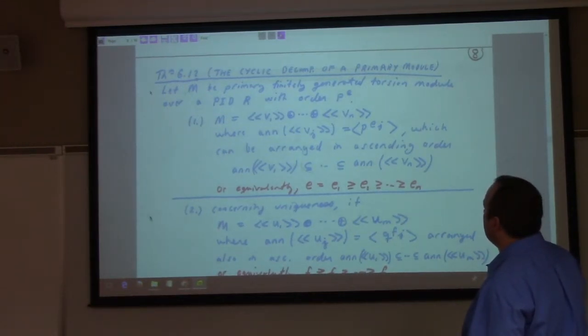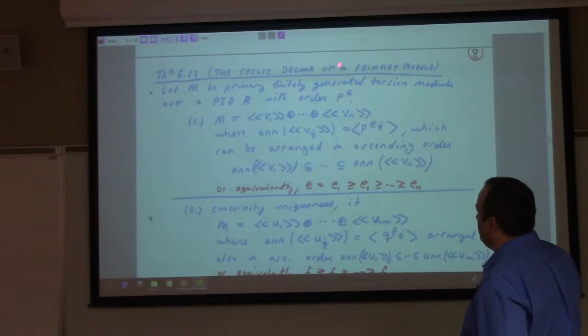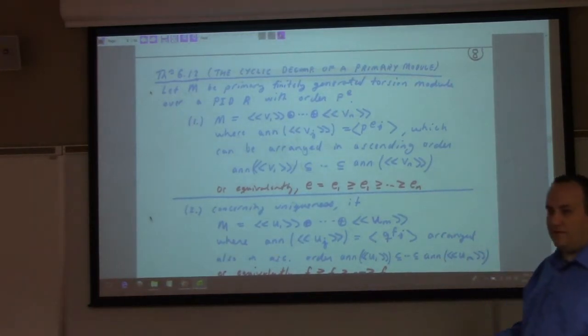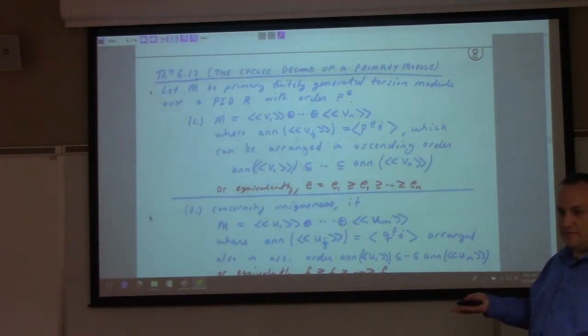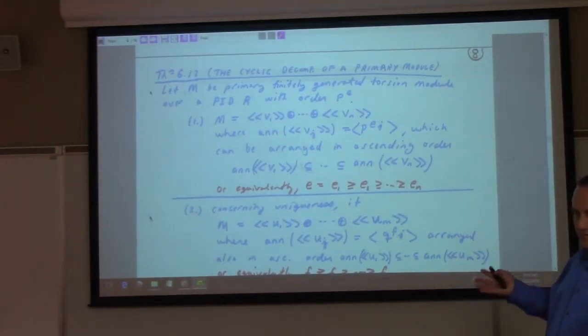Let's see. So we've got a primary finitely generated torsion module, and the order is p to the e. So this is a kind of special case. There's just one prime forming the order, and its power is e. This is kind of like the most silly case. It's when there's just one p primary component. The whole thing is the p primary component with prime p.